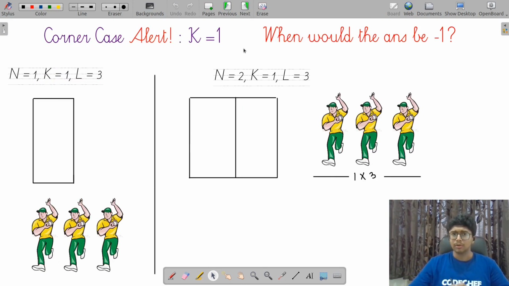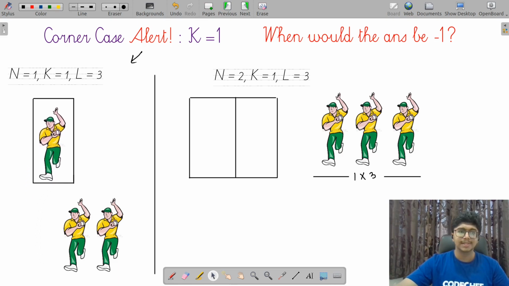Now, as I've told you before, if k into l is less than n, we should print -1, right? But if k into l is greater than or equal to n, the problem is not over yet. Let's say k into l is greater than or equal to n, but the value of k is 1. Now when the value of k is 1, there are 2 possibilities. One possibility is that n is 1, k is 1, and let l be anything. I've chosen 3. So let's look at the first scenario. Now the value of n is 1, so I have just 1 over to be bowled, and I have 1 bowler who can bowl a maximum of 3 overs. Now you would say, okay, this is not difficult.